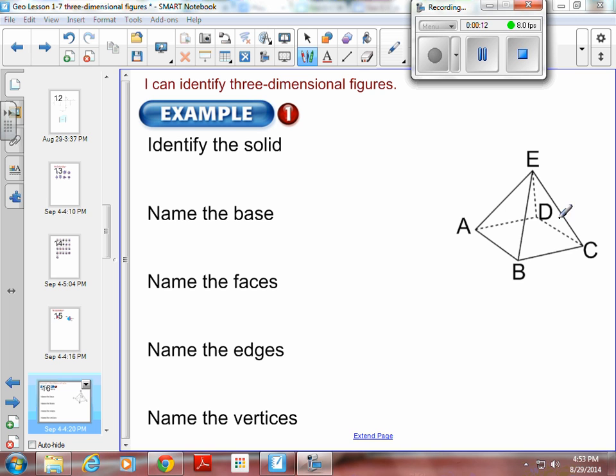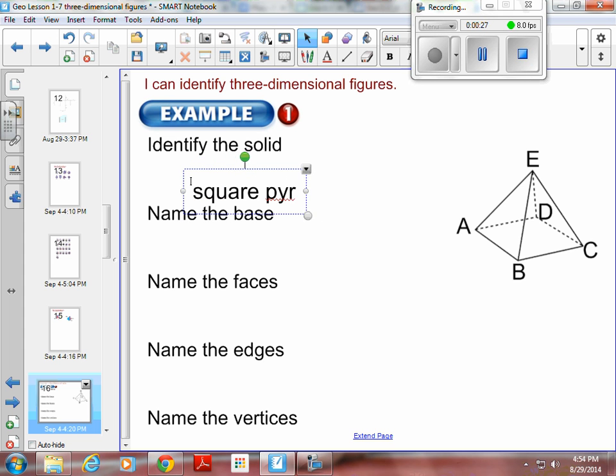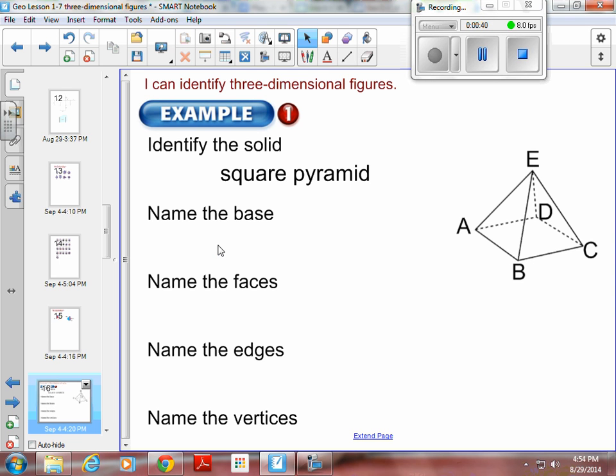So it has a base. The base is a square. It comes up to a point. So that makes this one, and I'll just type it in. This makes this a square pyramid, if you want to get really specific. Name the base. The base of a pyramid is the bottom here, not the part that comes to a point. And so the bottom shape is a square, and it is going to be square ABCD.